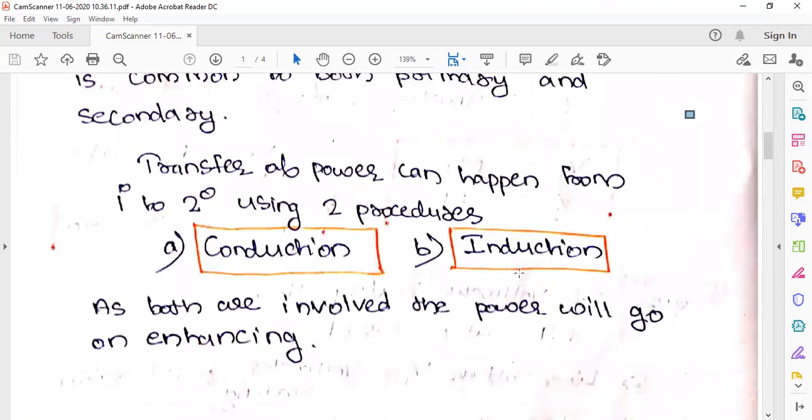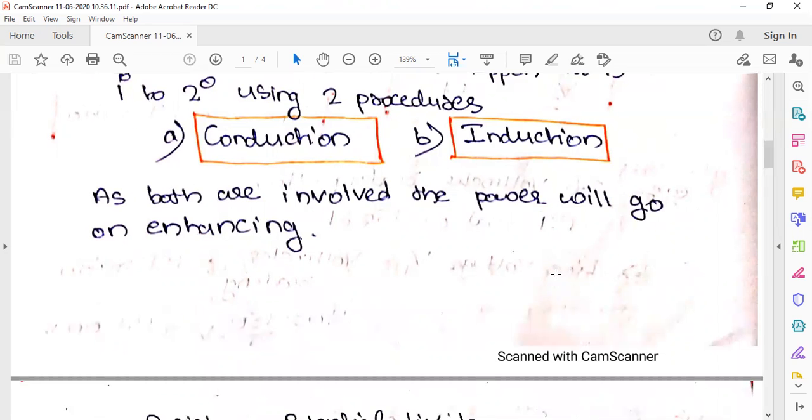Here the transfer of power can happen by both conduction and induction. In a transformer, the transfer of power was only by induction, with self-induced EMF and mutual induced EMF, concepts you have studied already. But in an autotransformer, power transfers by both conduction and induction. As a result, since both phenomena are involved, the power is enhanced: we get power due to conduction as well as power due to induction.